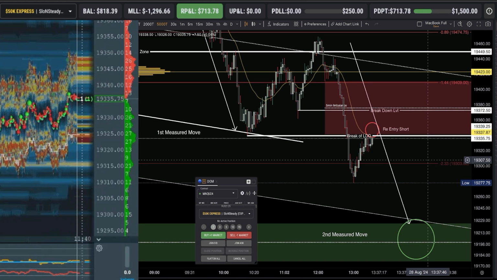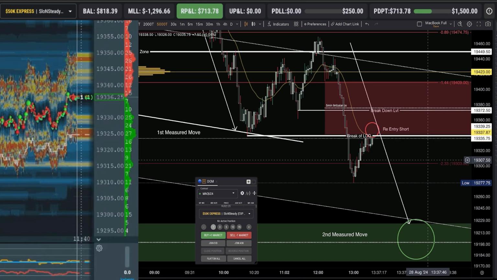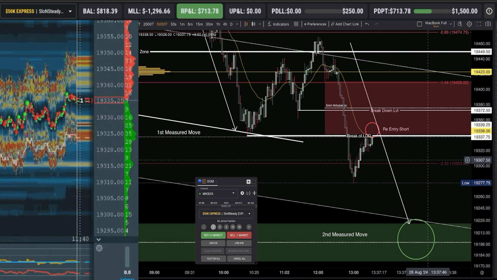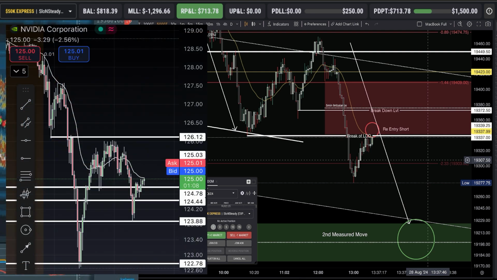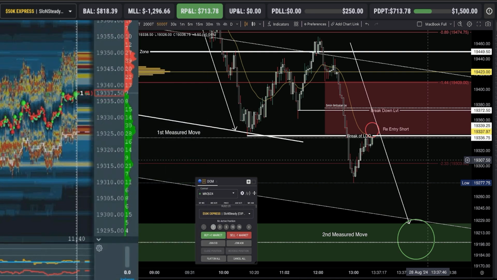Alright, so another revisit of this range. It's a topping pattern right below the break of the low of day. Kind of just revisiting that. Nvidia also still below its EMA, but at the top of the range. Just looking to see if we can get a little pop back up.